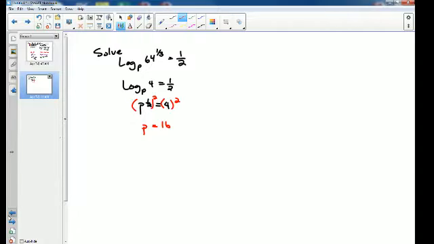Where did the 64 go? It's the cube root of 64, which is 4. Can you find that on your calculator? Cube root of 64. Yeah. I'll show you how to calculate these on your calculator in a minute.